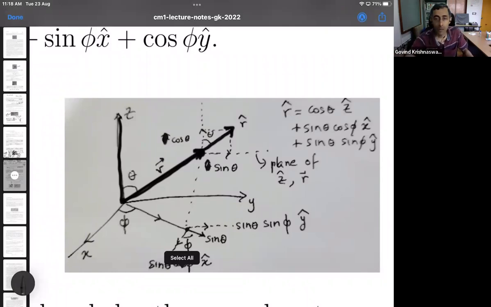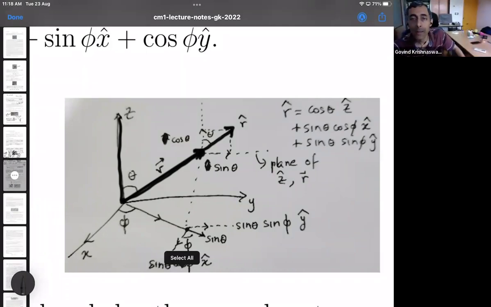We want to find the x and y components of that vector. So how do we proceed? We project the r vector onto the xy plane, and that projected vector has length r sine theta. This is something we learned a short while back.